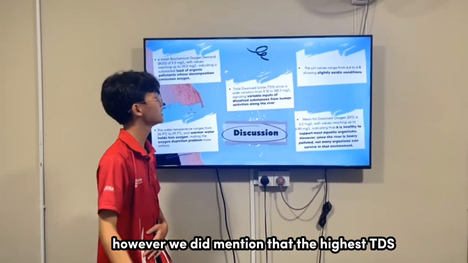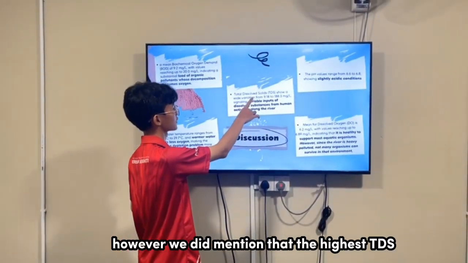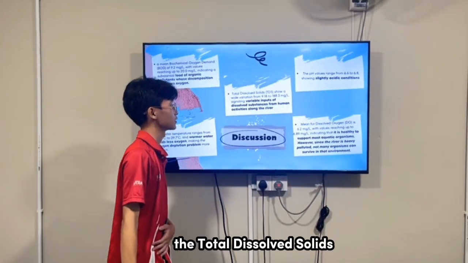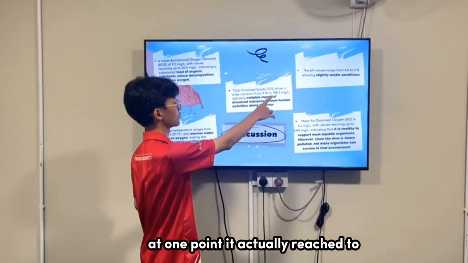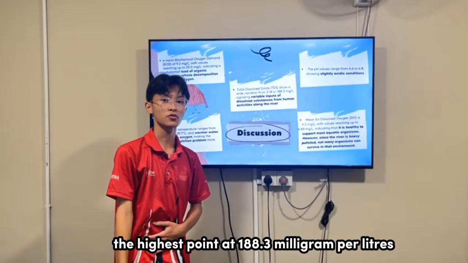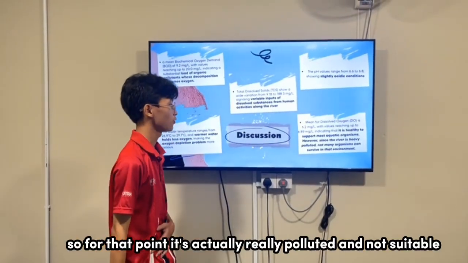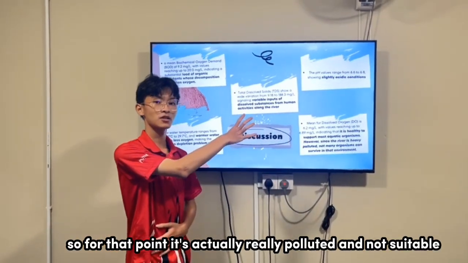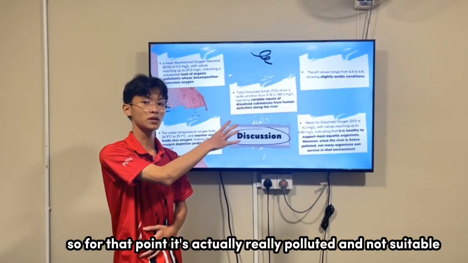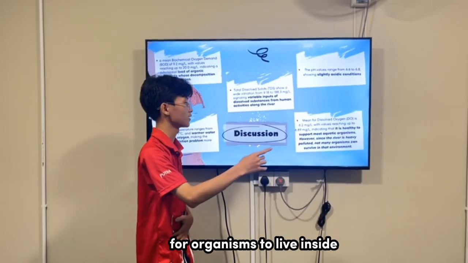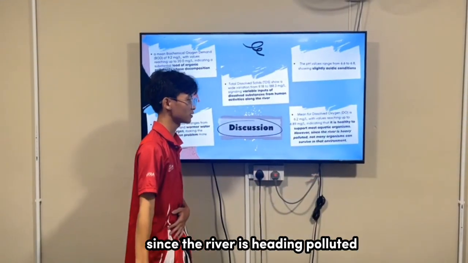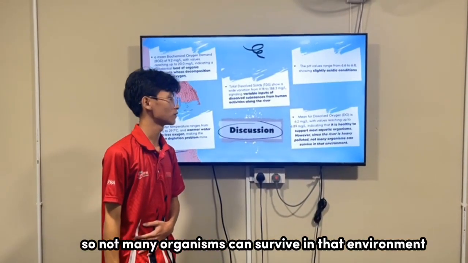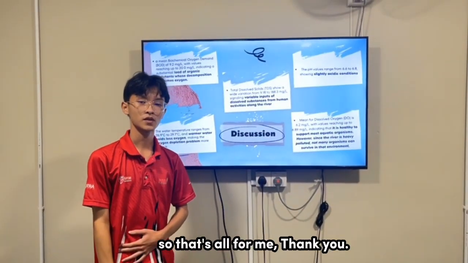However, we did mention that for the highest TDS, the total dissolved solids, at one point it actually reached the highest point at 188.3 milligram per liter. So for that point, it's really polluted and not suitable for organisms to live inside. So here we did mention that, since the river is highly polluted, not many organisms can survive in that environment. So that's all for me.